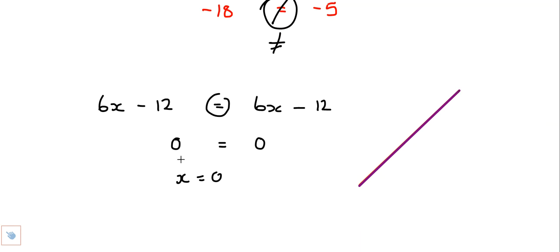So my full solution is not x equals 0. That is one possible solution. But what about x equals 1? If I put that in there, 6 minus 12 is equal to 6 minus 12. Whatever value of x I pick, it's going to be equal. So how would we write x can be any number?